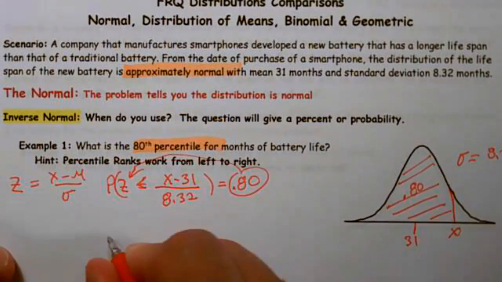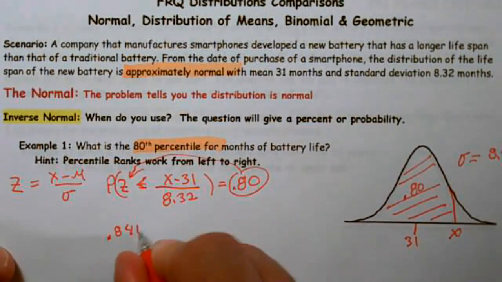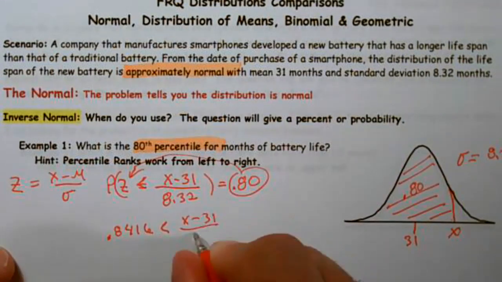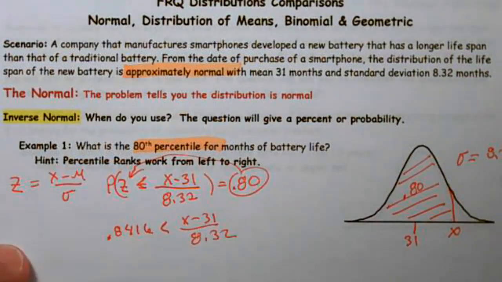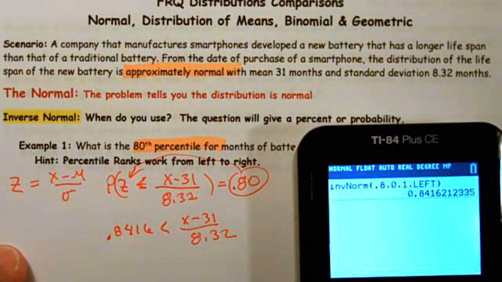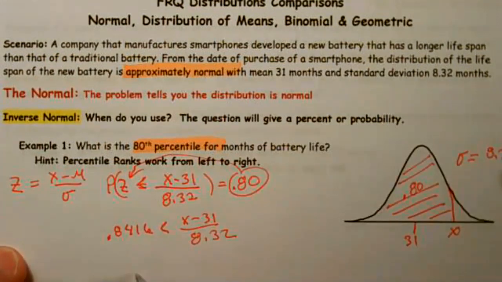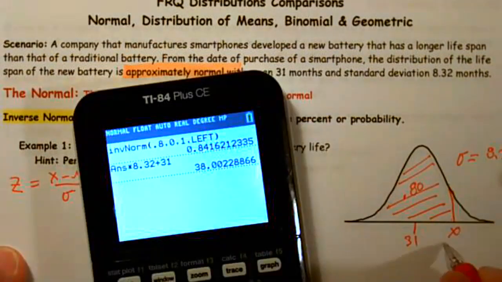So I'm going to rewrite this. Now I have 0.8416 is less than X minus 31 over 8.32, and I'm going to solve by algebra. I multiply times the 8.32 and then add 31. In this case, X is approximately 38. So this value here is about 38, and that tells me that about 80% of my values lie below that X value.